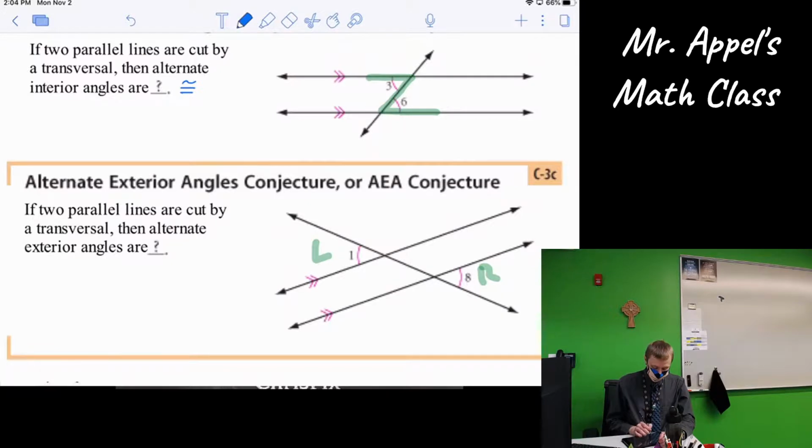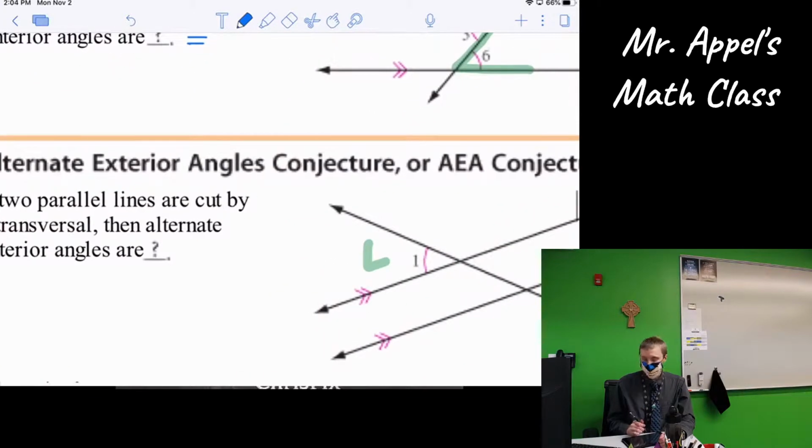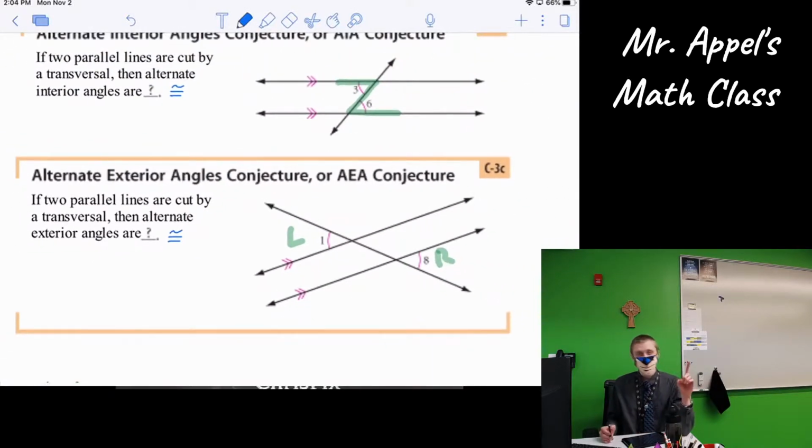And these ones are, drum roll please, also congruent. If the two lines are parallel. If those two lines are not parallel, we do not automatically get congruent alternate exterior angles. In fact, we've got so many congruent here.